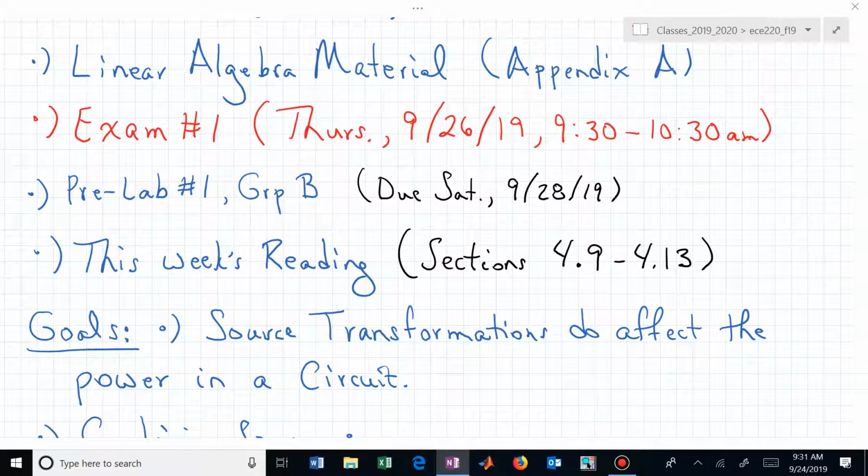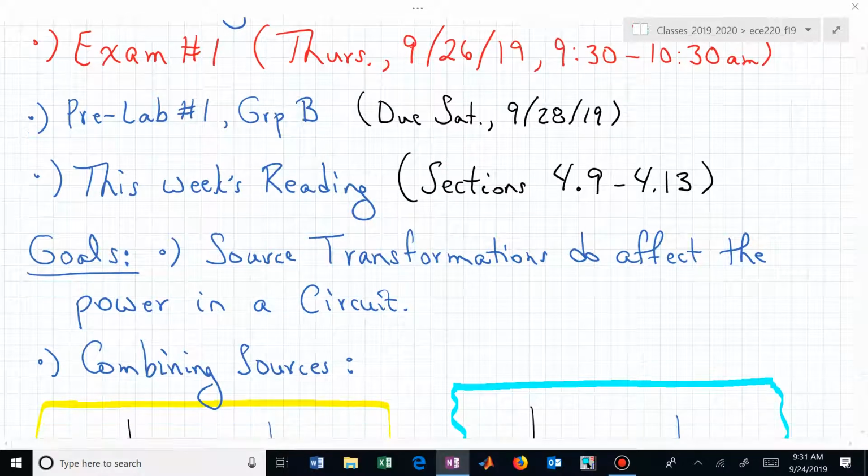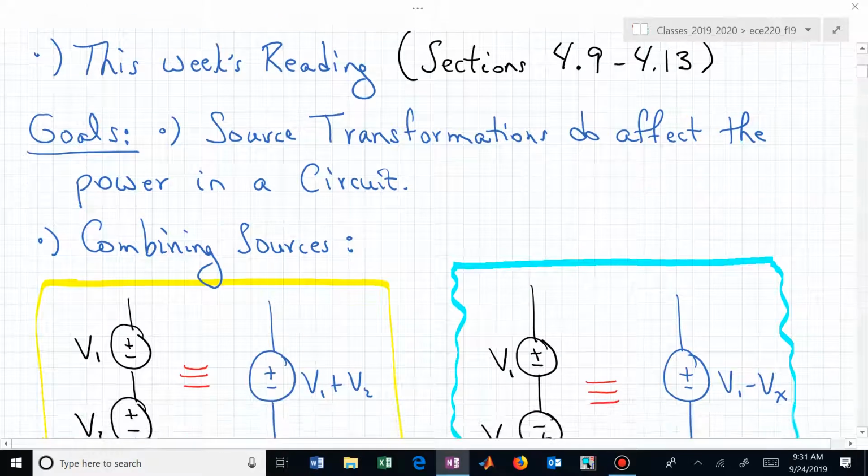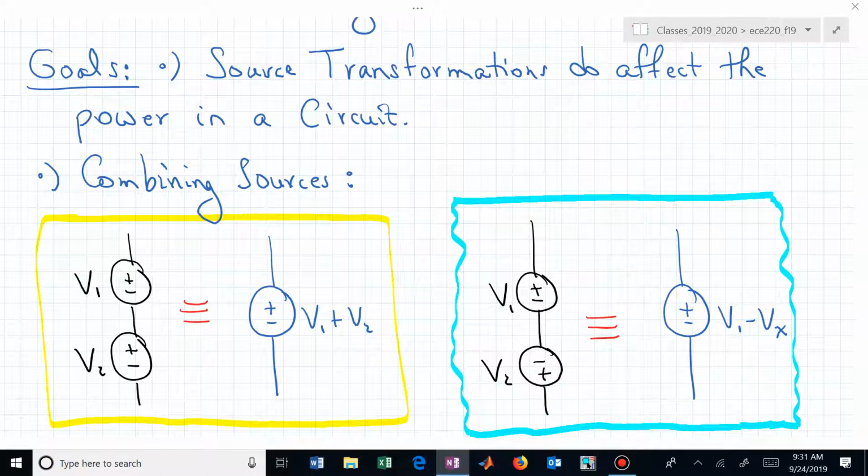Group B, or Section I in this class, your pre-lab for lab number 1 is due on Saturday, and we're trying to finish up Chapter 4 so that we can move into Chapter 5 probably next week. That's the plan, and that's now op-amps, or operational amplifiers.